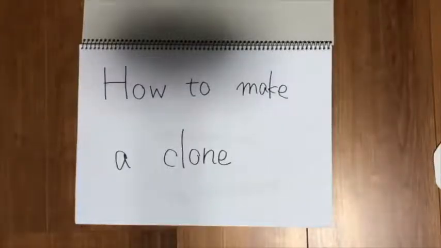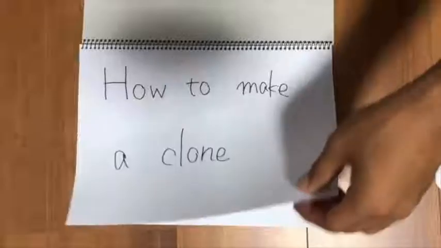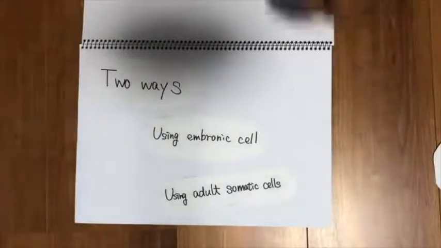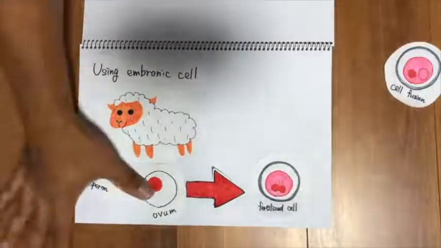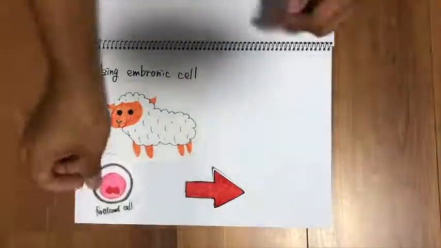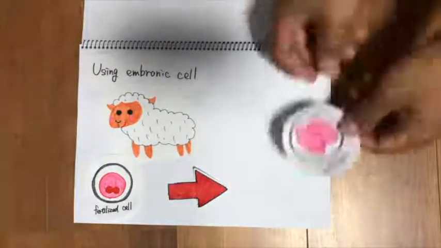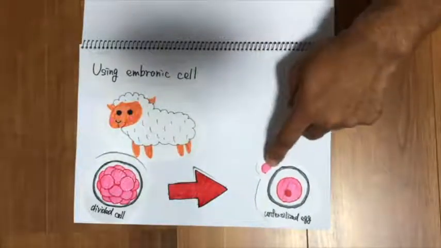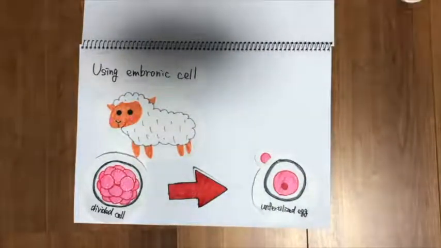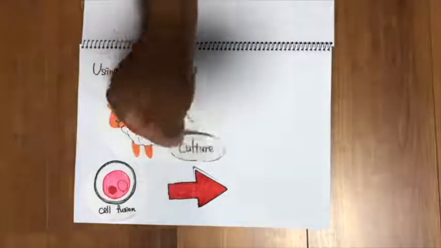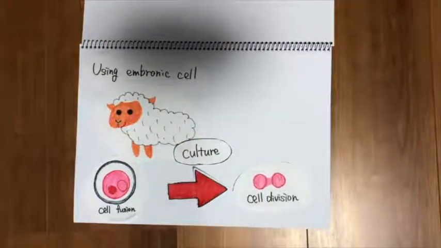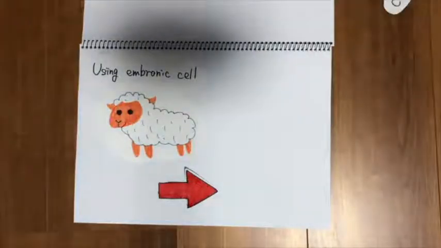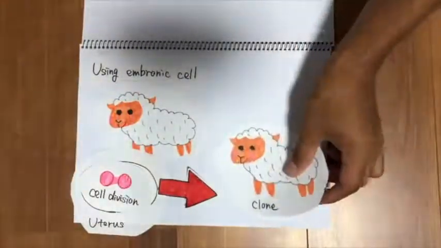Next, let's explain how to make a clone. There are two ways to make a clone. The first method is to use embryonic cells in the early stage of fertilization. In this method, first, after fertilization, one cell is separated from the divided cells that have 16 to 32 cells. Next, the cell and an unfertilized egg are electrically stimulated to cause cell fusion and induce cell division by culture, and then returned to the uterus. After a while, clones are made.